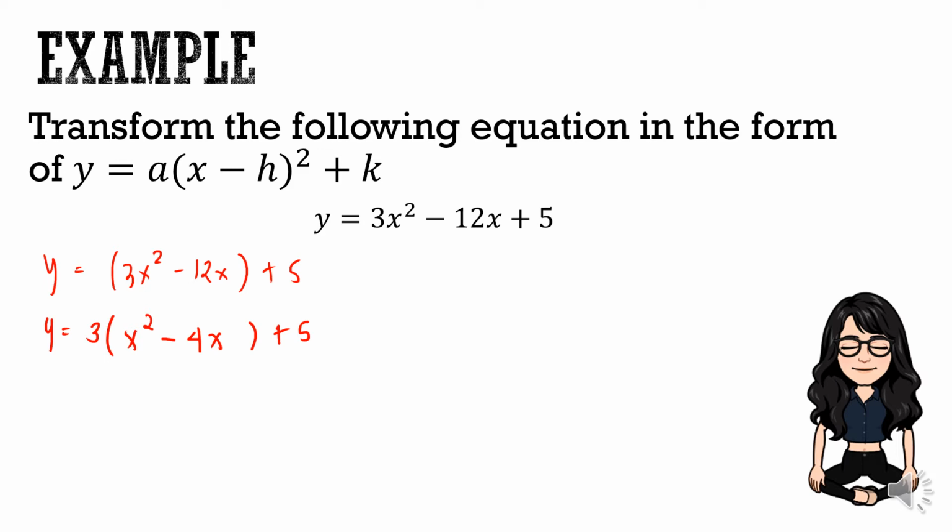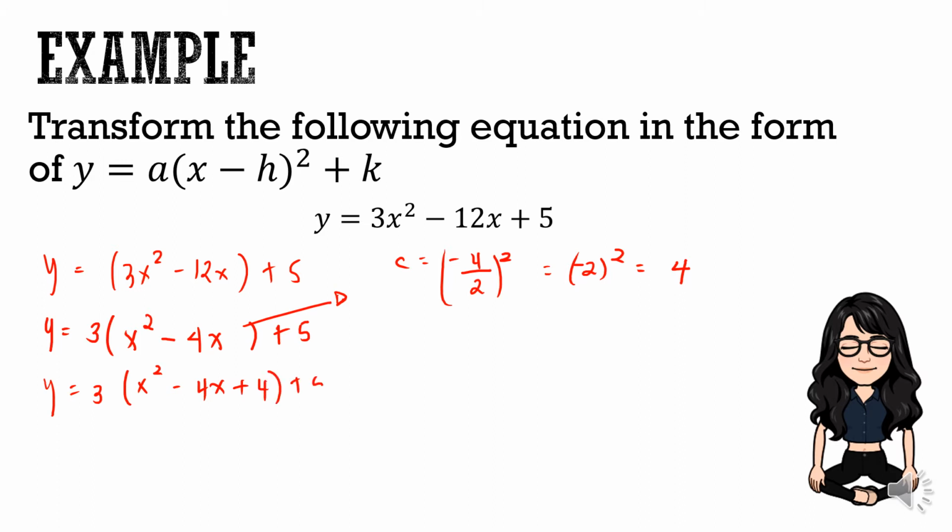The next step is to make the terms inside the parentheses a perfect square trinomial. So to get that, we have c equals negative 4 over 2 squared. Negative 4 divided by 2 is negative 2, squared. Negative 2 times negative 2, we have positive 4. So we have y equals 3 times x squared minus 4x plus 4 plus 5.